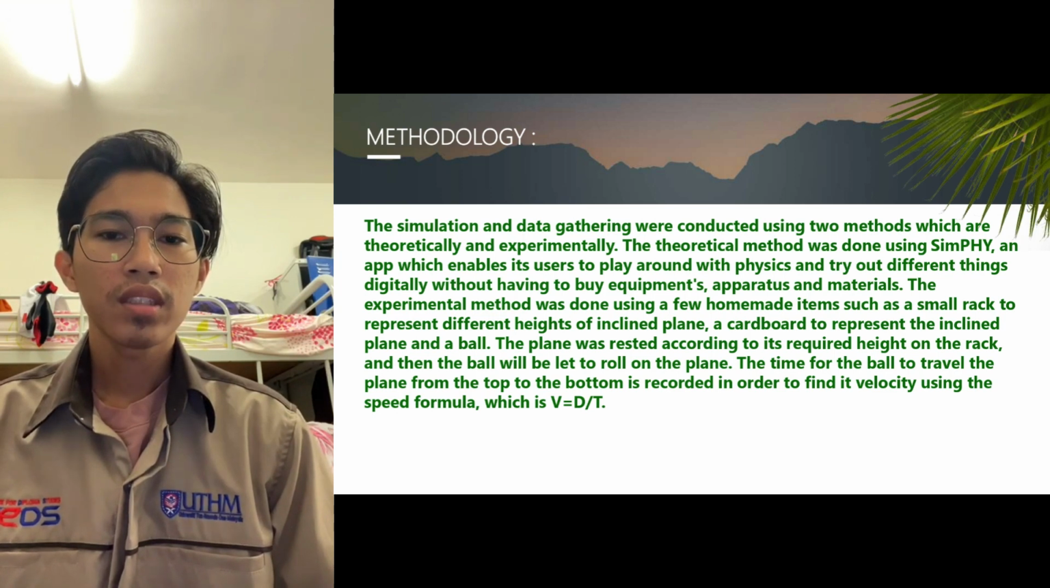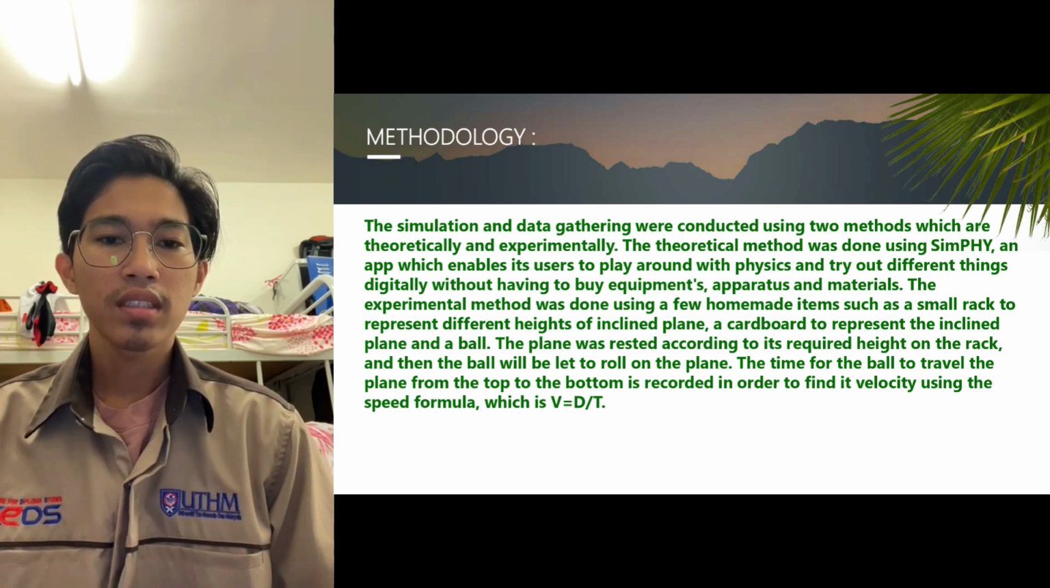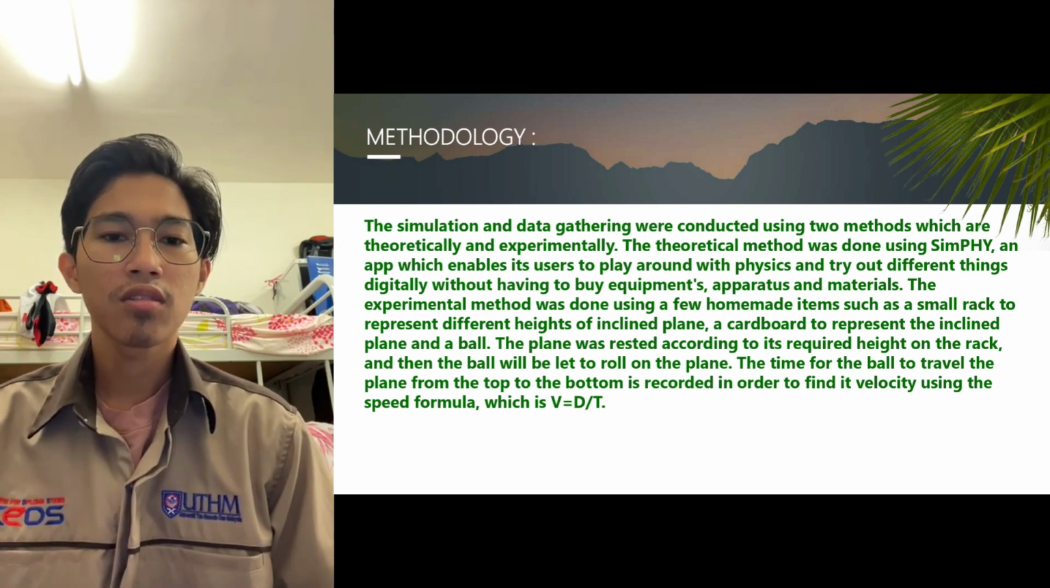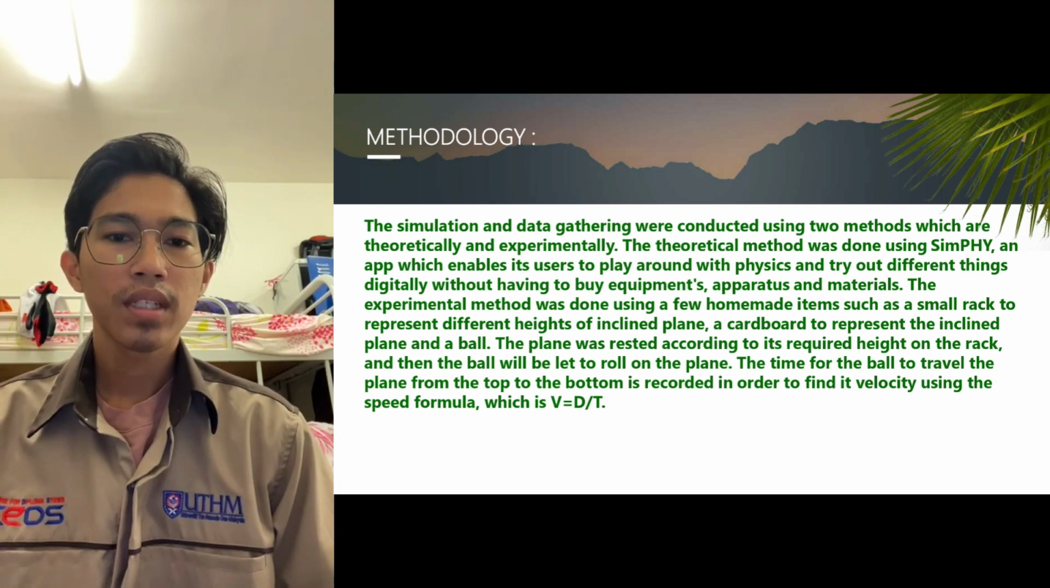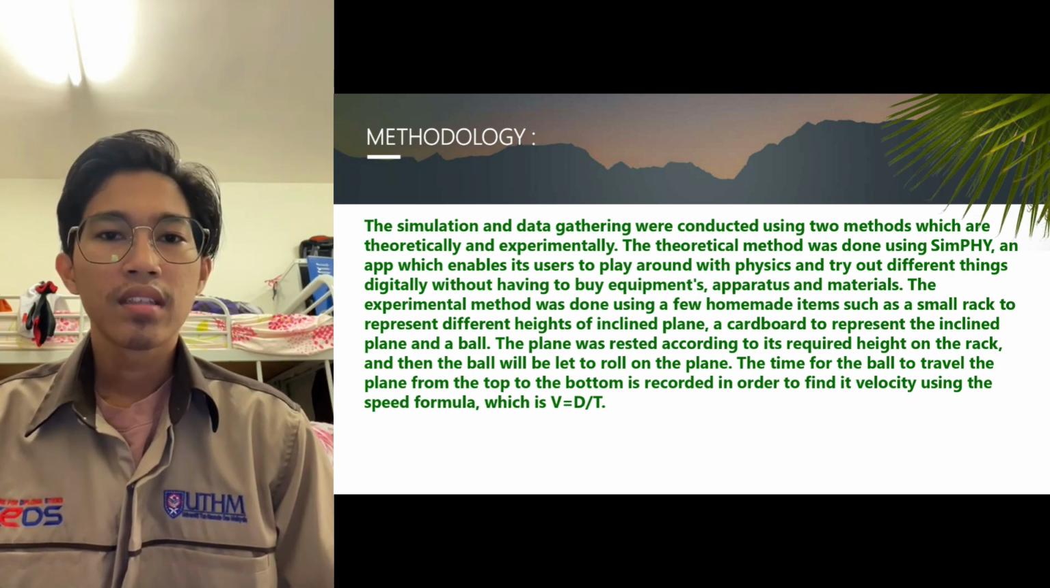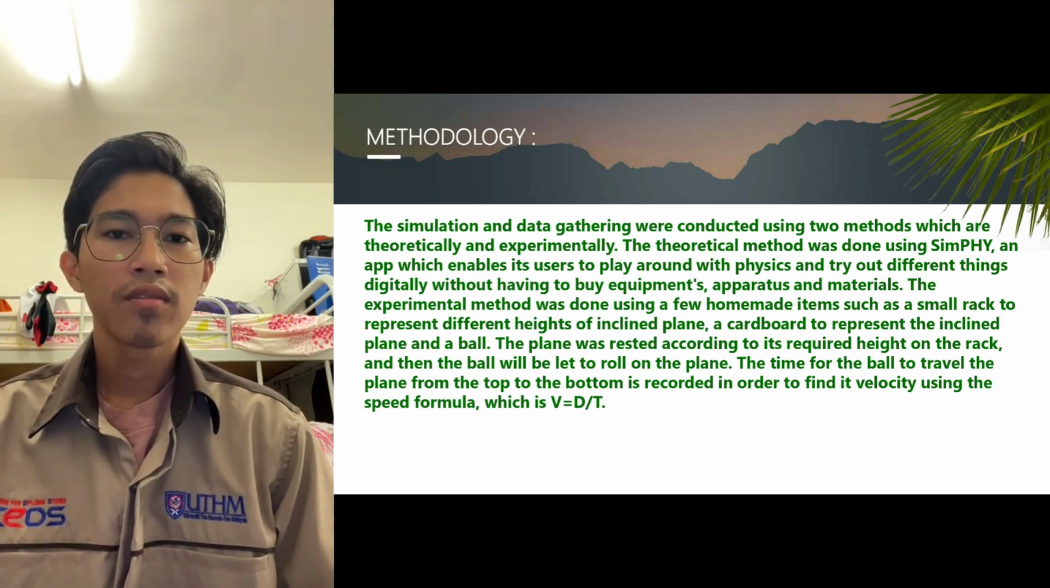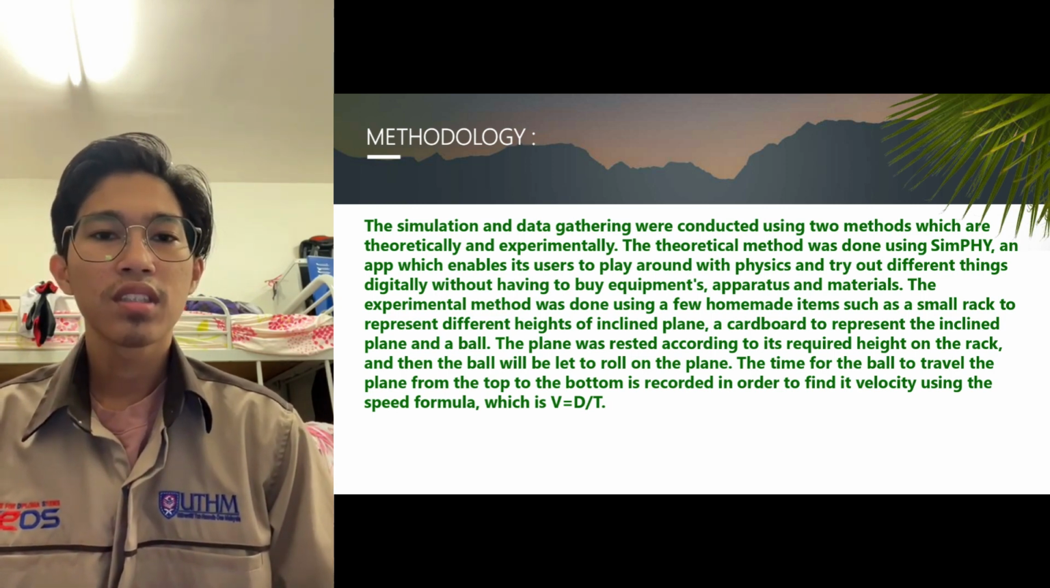The experimental method was done using a few homemade items such as a small rack to represent different heights of the inclined plane, a cupboard to represent the inclined plane and a ball. The plane was rested according to its required height on the rack, and then the ball was let to roll on the plane. The time for the ball to travel the plane from the top to the bottom is recorded in order to find its velocity using the speed formula, which is V = D / T.